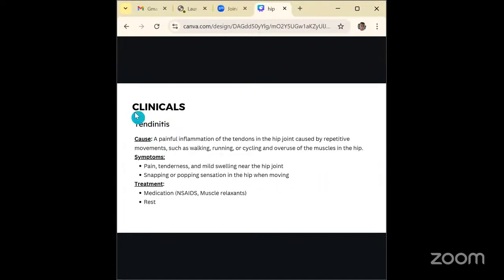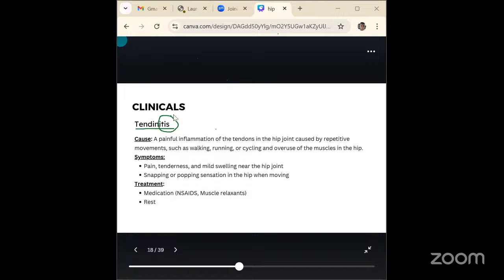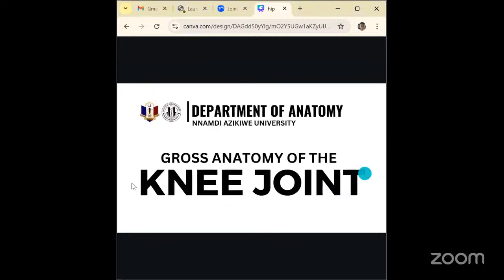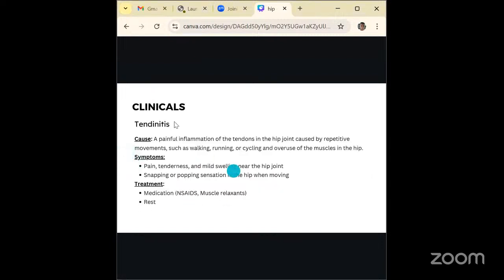Tendinitis. Whenever you see things like these "itis" endings, it's most likely talking about an inflammation. Appendicitis and the rest is just inflammation. Some of the symptoms are pain, tenderness, swelling, and there are also some treatments that we can adopt to correct such situations. And then finally, I think that's where we'll end for the hip joint.